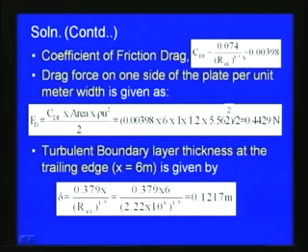0.00398. Then the drag force on one side of the plate per unit meter width is given as the coefficient of drag multiplied by area into rho u square by 2. Here CDF we obtained as 0.00398, into 6 into 1, as we consider 1 meter width of the plate, into 1.2 into 5.56 square, rho u square by 2. That is equal to 0.4429 Newton. Thus we get the drag force on one side of the plate per meter width.